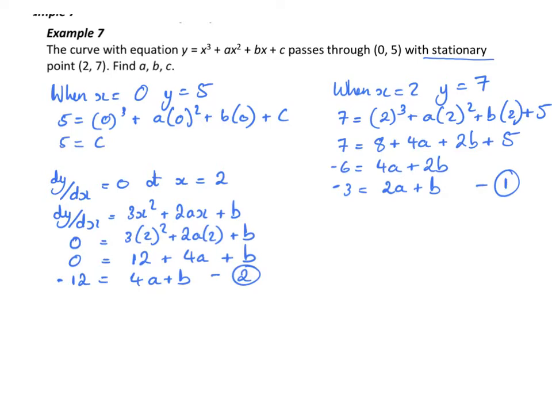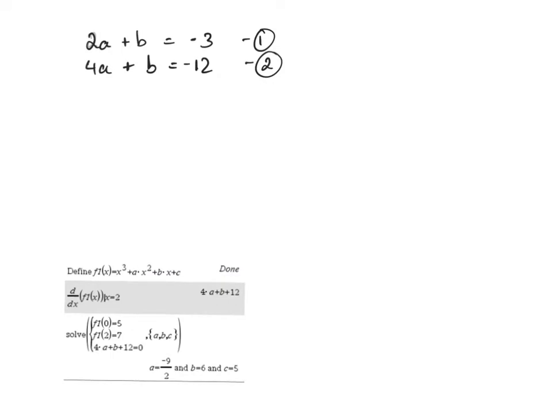So it should now be a matter of using simultaneous equations on those two in order to find a and b. So here we can say equation 2 take away equation 1, and 4a take away 2a is 2a. The b's cancel out, and minus 12 minus 3, so it's plus 3, would be negative 9. So a is equal to negative 9 on 2.